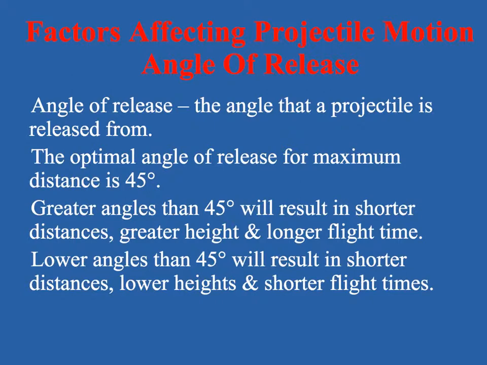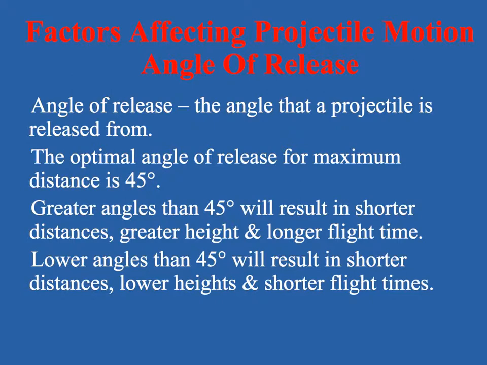Greater angles than 45 will result in a shorter distance and get greater height and a longer flight time. So an example of things that you want to have greater than 45 degrees will be high jump. It's important that that is greater than 45 degrees. A standing back somersault's another thing. You want plenty of time in the air when you do a standing back somersault, and you're going up at probably 90 to 80 degrees with that one.